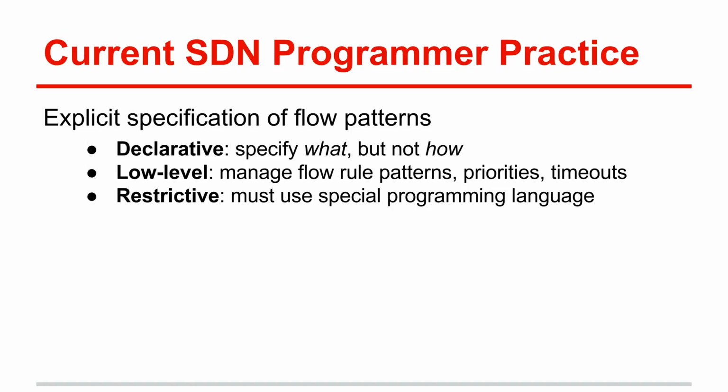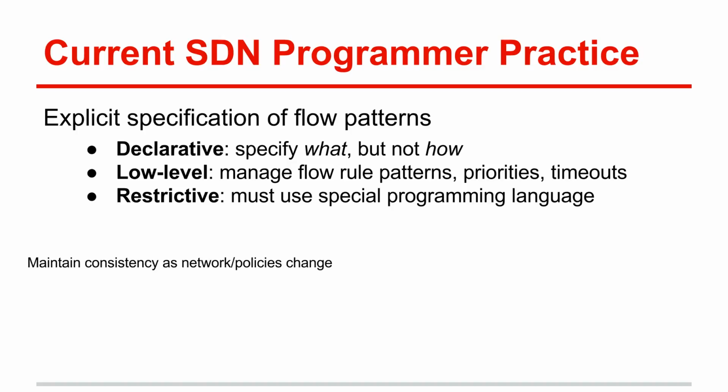The current practice for SDN programmers is to be very explicit about how they're going to specify flow patterns. They usually have to do it in a declarative way, meaning they have to specify what they want the flow patterns to be, but not necessarily how they want them to be put in place. They usually have to worry about low-level details, such as managing the different patterns in the flow rules. They have to worry about priorities and things like timeouts. And the programming languages that they use can be kind of restrictive. They often have to use specialized programming languages to do this.